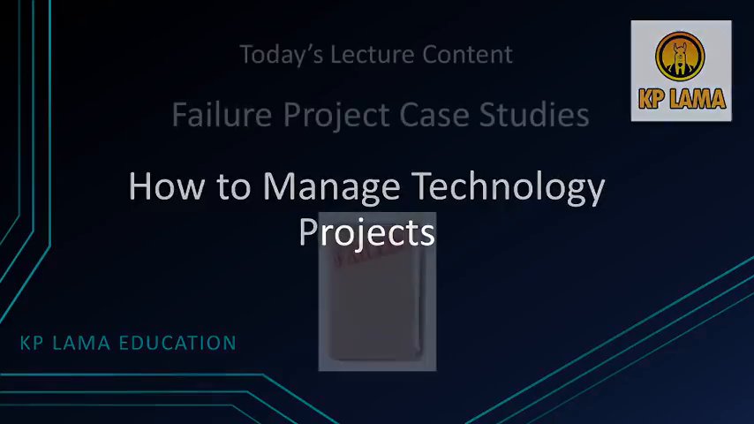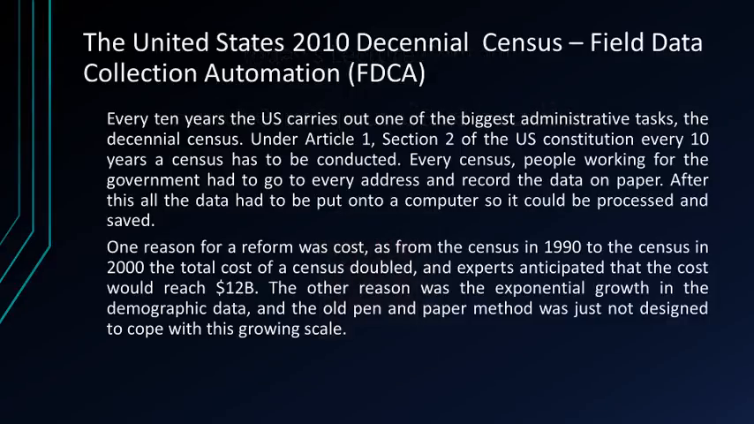So, the first case study is the United States 2010 Decennial Census and the project Field Data Collection Automation, or FDCA. A bit of background. Every 10 years, the US carries out one of the biggest administrative tasks, the Decennial Census. Under Article 1, Section 2 of the US Constitution, every 10 years a census has to be conducted.